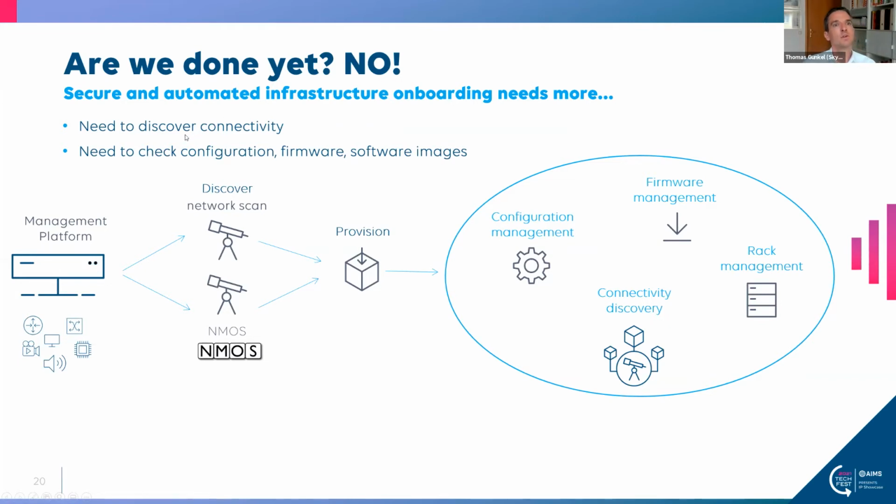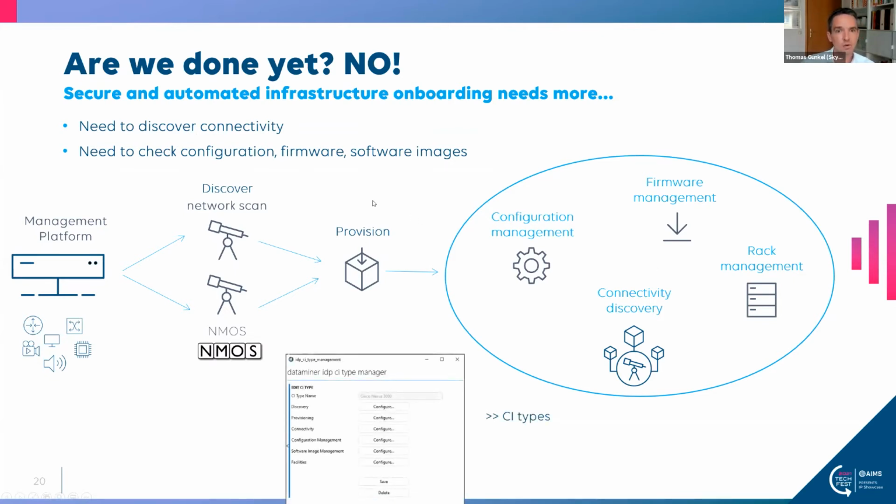Very often you also want to learn about how everything is connected to each other. To discover connectivity, you should automate that piece of the puzzle as well. And then, as we initially said, you need to do a little more with your infrastructure. You need to make sure it has the right configuration, the right firmware, the right software image running before you actually use it. So more pieces still missing. Provisioning alone is not enough. How do we do that?